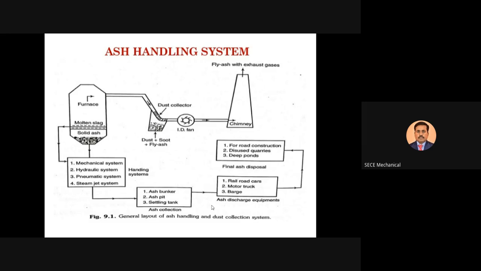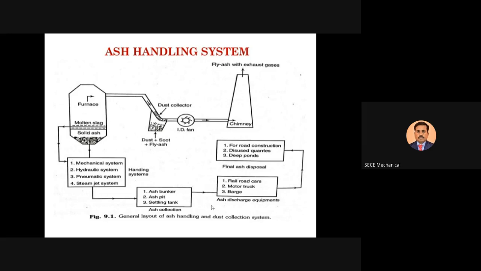The dust collector is a device which collects all the dust present in the furnace exhaust gas, and with the help of the ID fan, the exhaust fan, the gas is forced to the chimney and goes to the atmosphere. So that is normally the fly ash carried with the exhaust gases. Some fly ash may also be present in the exhaust.